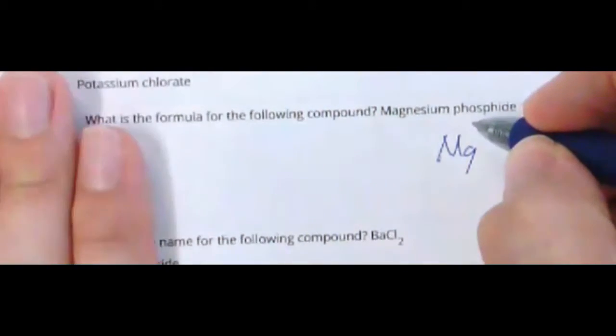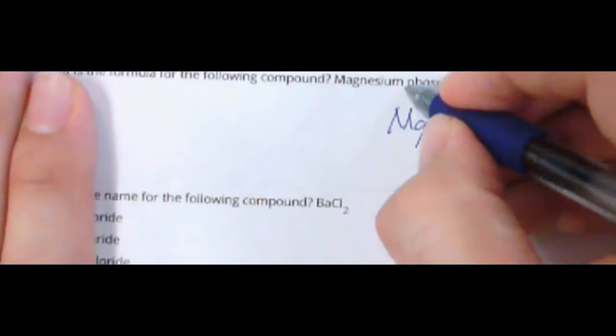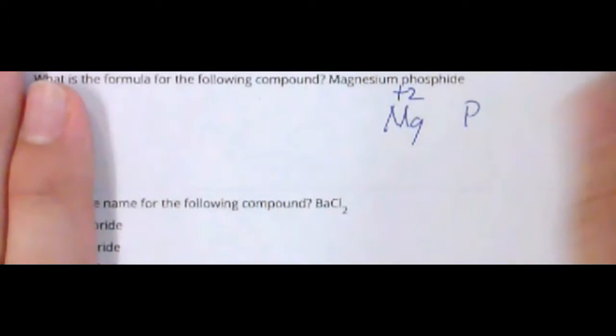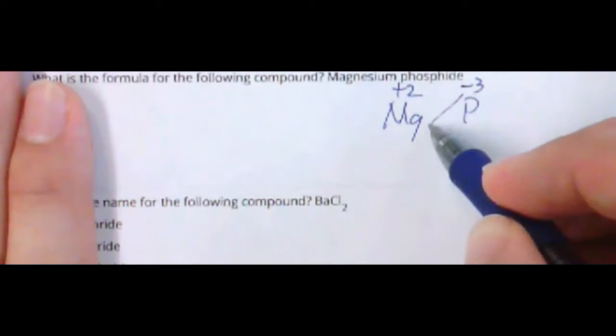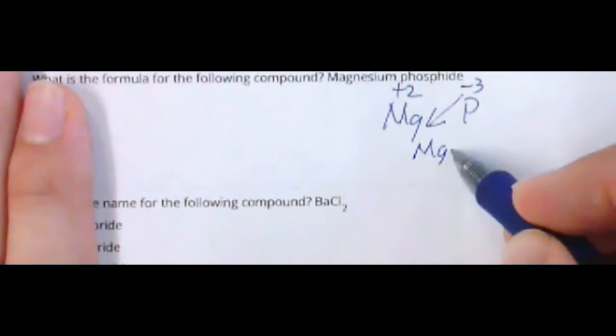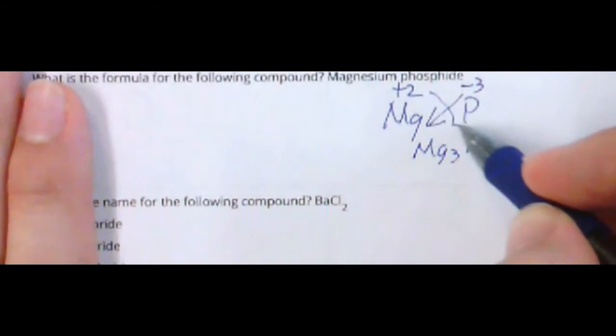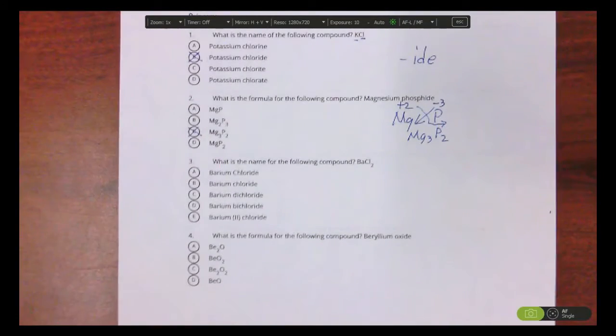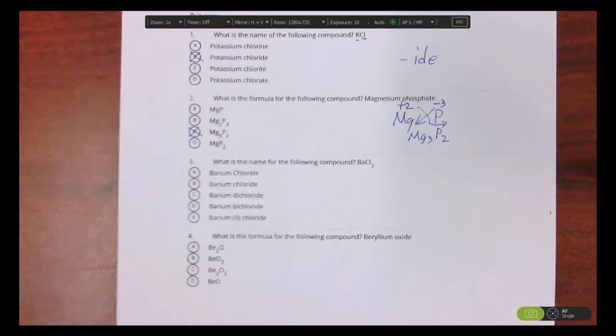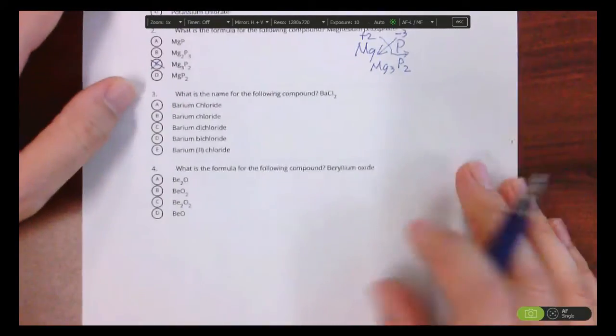So what's the charge of your Mg? 2. And what is your charge of your phosphorus? -3. So when you crisscross these guys, drop the signs, you should have Mg3P2, with the 2 on the outside. So which one of these does match that? C. Okay, so see what I'm talking about? If you work them out before you answer them, you'll get them right. If you go in guessing, you're going to make a 30 on the test, and that ain't going to help. And yes, I will tell you, they do make 30s.